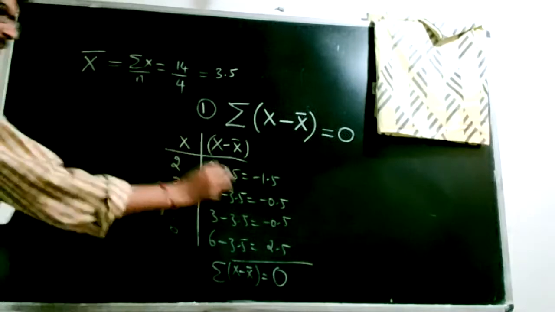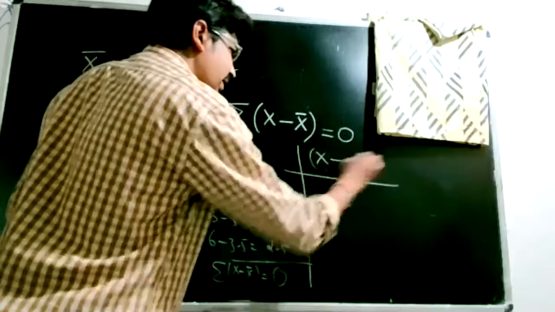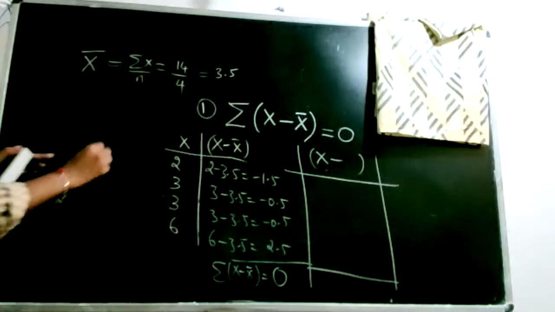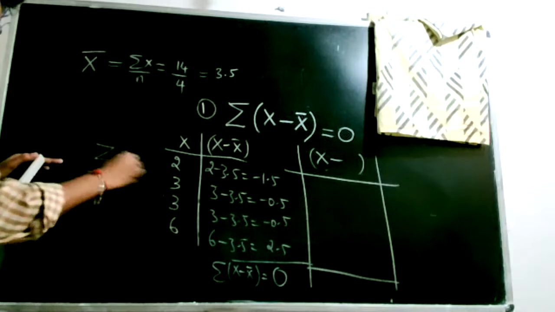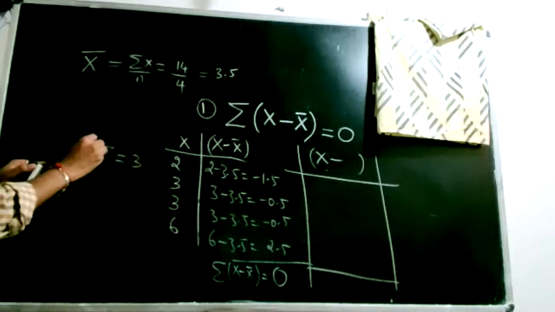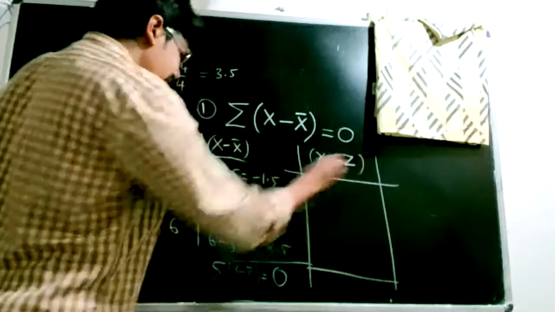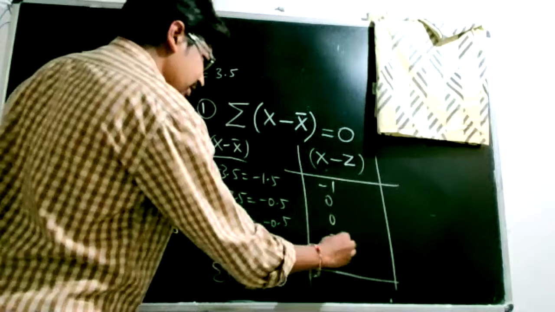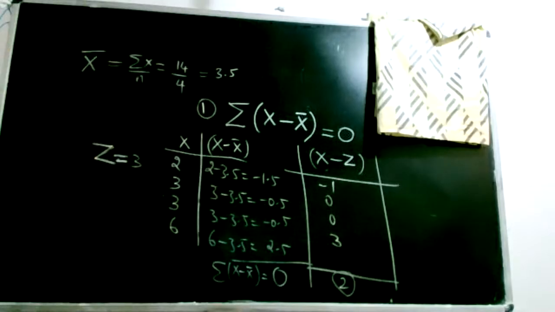This happens only with respect to arithmetic mean. Now, other than x bar, if you take any other value and check the differences, the total doesn't come to 0. So you can take geometric mean, you can take mode here. 3 is repeated twice, so I could say z is equal to 3. Now subtract every value of x from z, which is our 3. So I'll get 2 minus 3, minus 1, 0, 0, and 6 minus 3 is 3. Total comes to 2, which is not equal to 0.